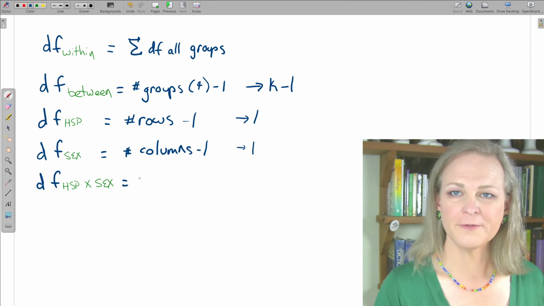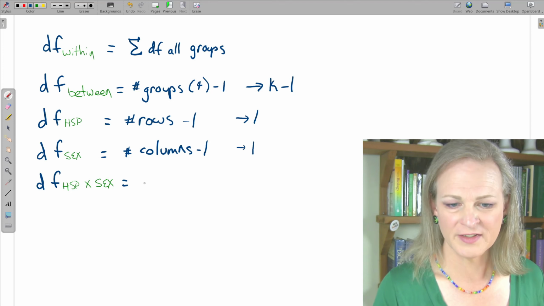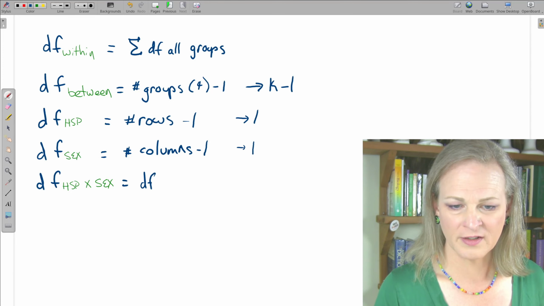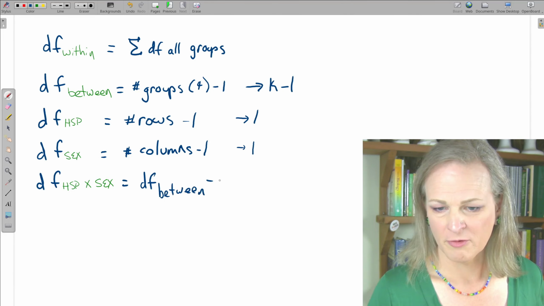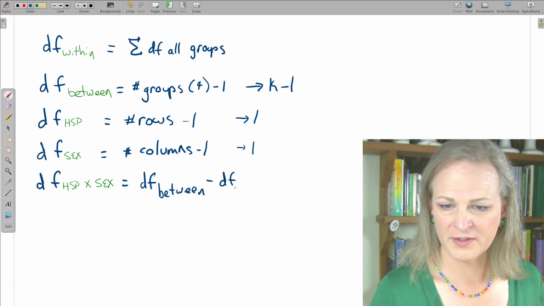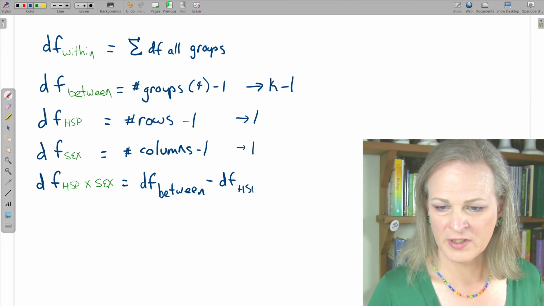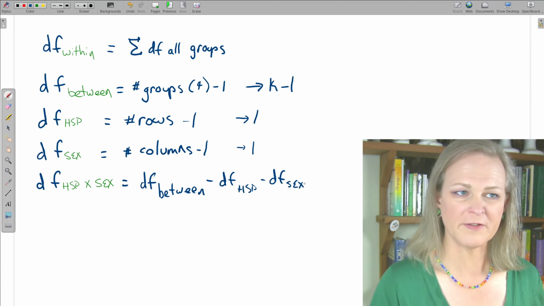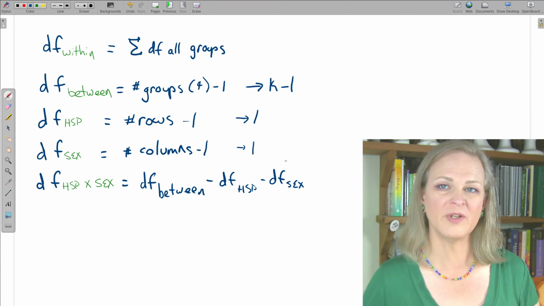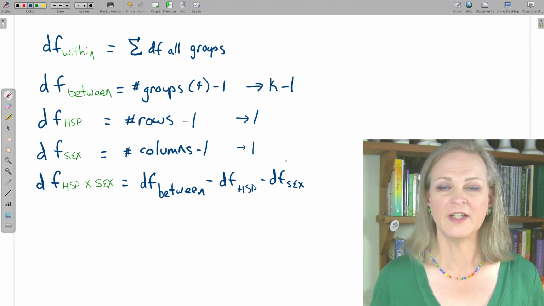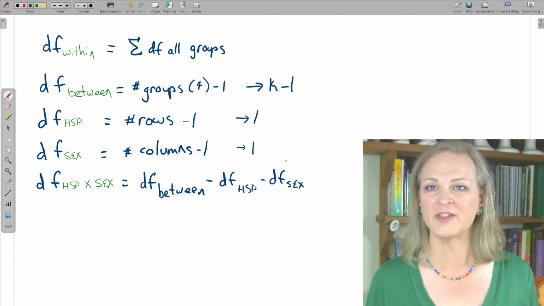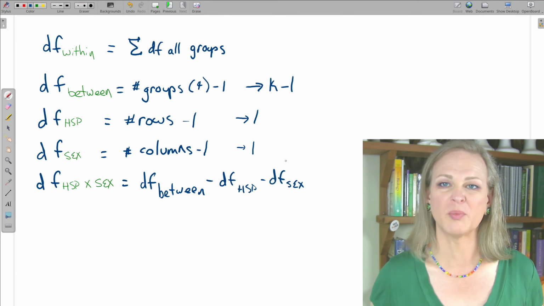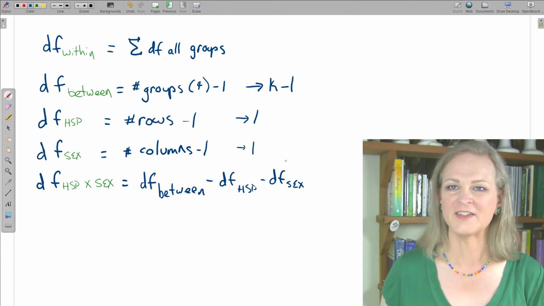And then the degrees of freedom for the interaction is the same as the degrees of freedom between minus the degrees of freedom for HSP minus the degrees of freedom for sex. So it's just what's left over. Now that's everything we need to finish up our spreadsheet. If this is all a little much at the moment, don't worry, just follow along step by step and we will get to the right answers.